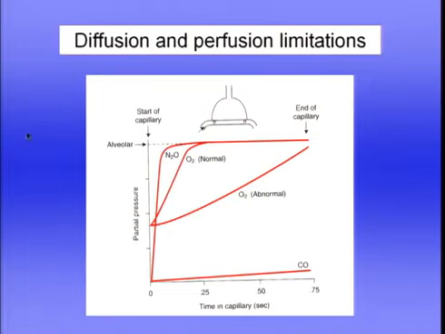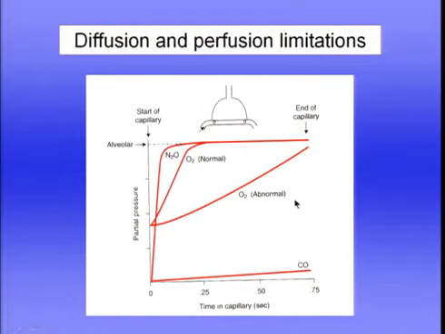So there's a very striking difference between these two gases. These are two examples we're going to give, nitrous oxide and carbon monoxide. Incidentally, one way of determining whether a gas is diffusion or perfusion limited is to look at the difference in partial pressures between the alveolar gas and the end capillary blood. If there's no difference, then the gas is perfusion limited. If there's a large difference, as there is for carbon monoxide, or if there's any difference at all for that matter, the gas is diffusion limited.